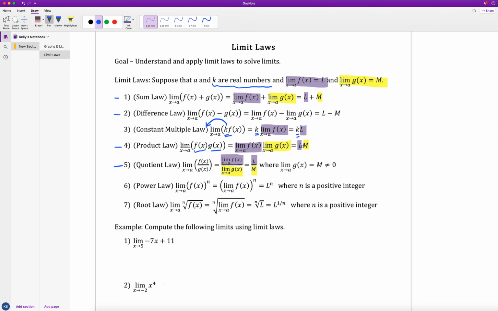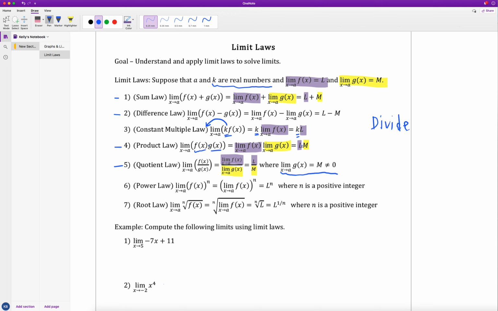What's important to note here is that we do have to have the restriction that our denominator cannot equal 0, otherwise I would not get a well-defined answer. So we do have this extra condition that says the limit as x approaches a of g of x, our denominator, which was equal to m, does not equal 0. And the reason is we can't divide by 0 in math and get a valid defined answer out of it.